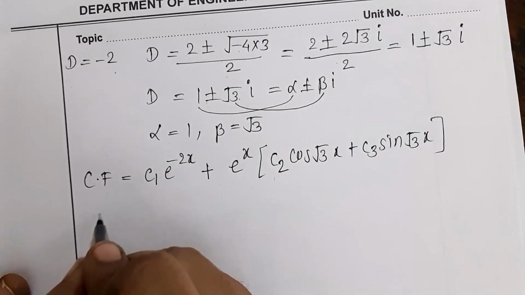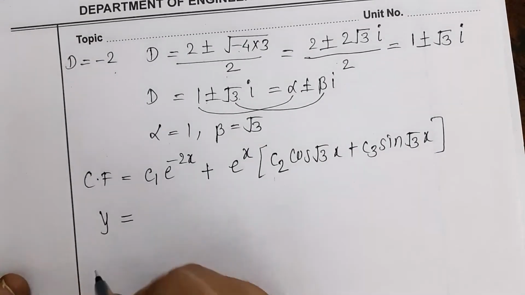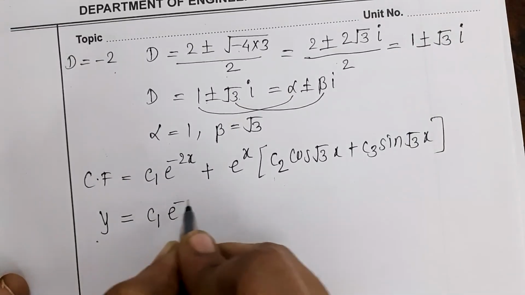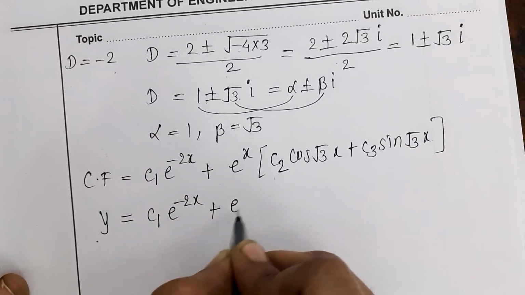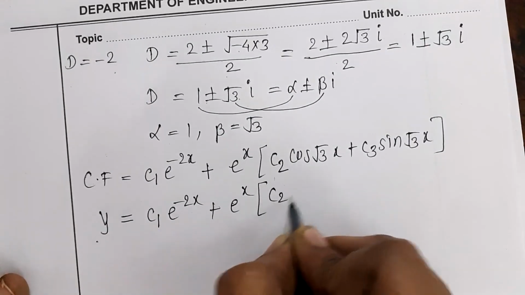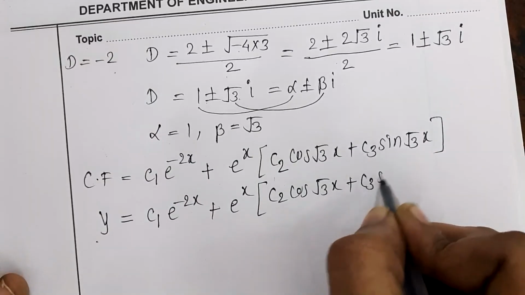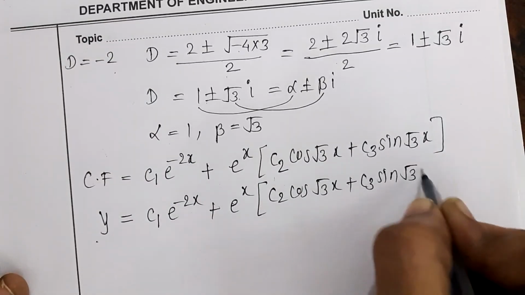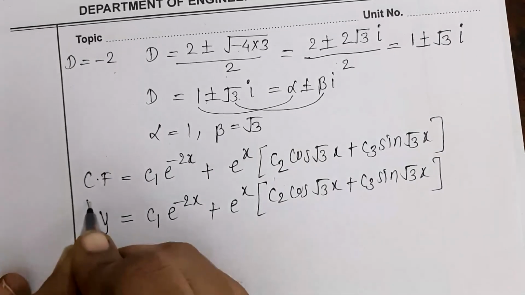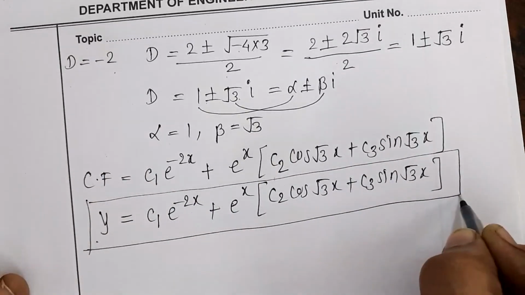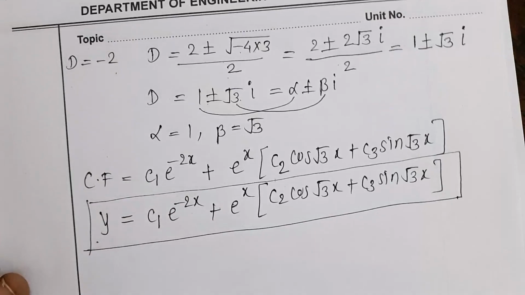Again, the right hand side is 0, so y is the solution. y is equal to c1 e to the power minus 2x plus e to the power x times c2 cos of root 3x plus c3 sine root 3x. This is the solution for the given differential equation. Thank you.